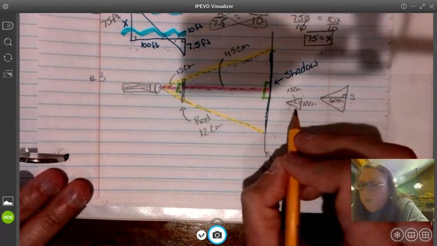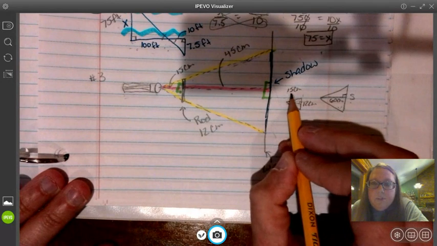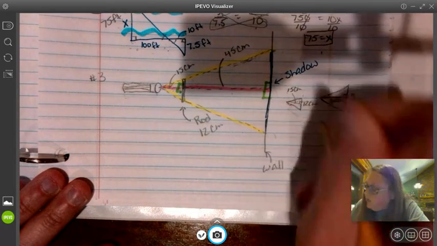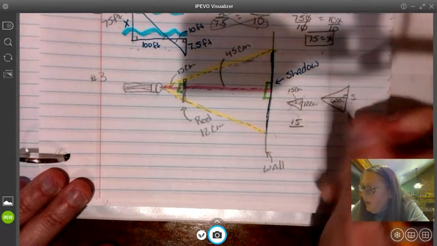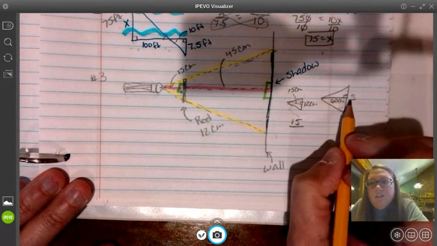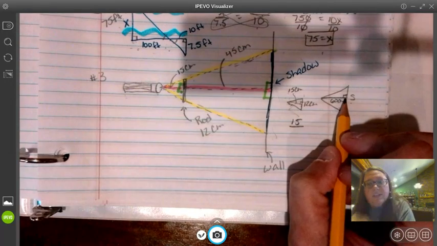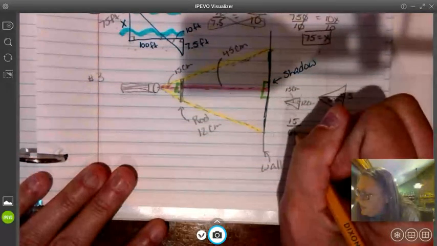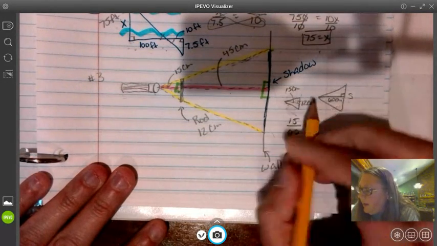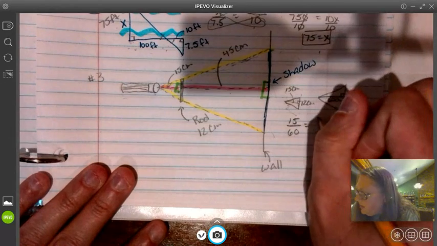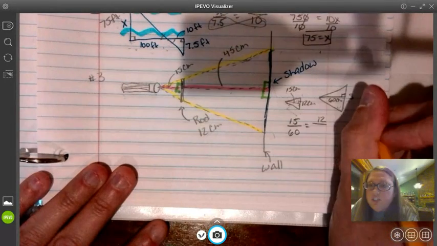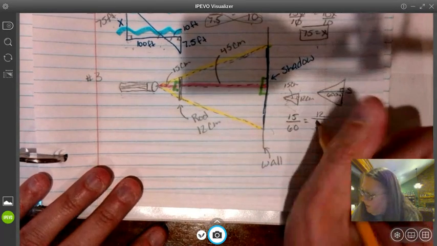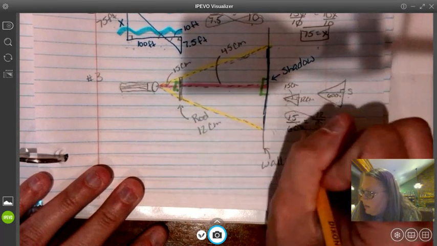We're going to start with our small one this time. We know that 15 centimeters is the distance from the flashlight to the rod, so that's our 15. Now we're going to go from the flashlight to the wall, which is representing the rod and the smaller one. So that would be 60. The rod was 12 centimeters, but the shadow is what I'm looking for, so I'm going to use that S. Be careful you don't make your S's look like 5s. Now I'm going to cross multiply.